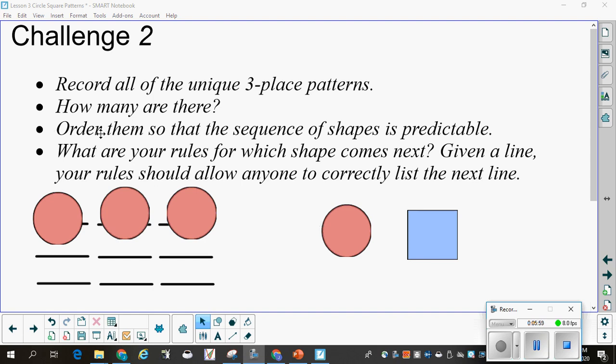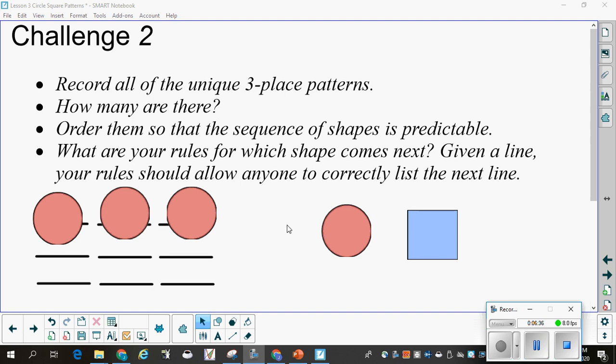Now I want you to take these sequences and order them so that the sequence of shapes is predictable. What do I mean by predictable? Well, I want you to write down some rules for which shape should come next. Write down what is the very first line. So in other words, here I put circle, circle, circle. You might have square, square, square. You might have something else. Whatever it is, I want you to have some set of rules so that if you show me a line and I follow the rules, my next line would be the same as your next line. Okay?